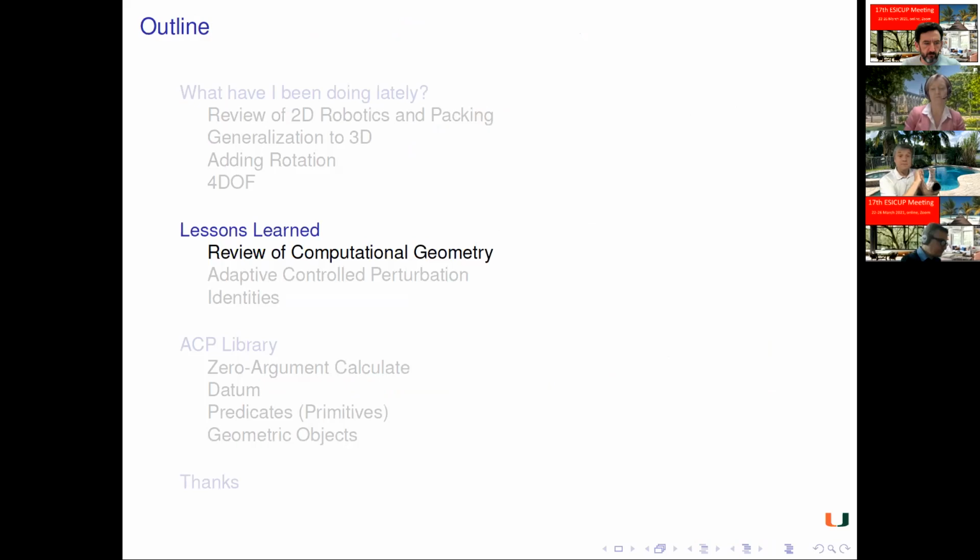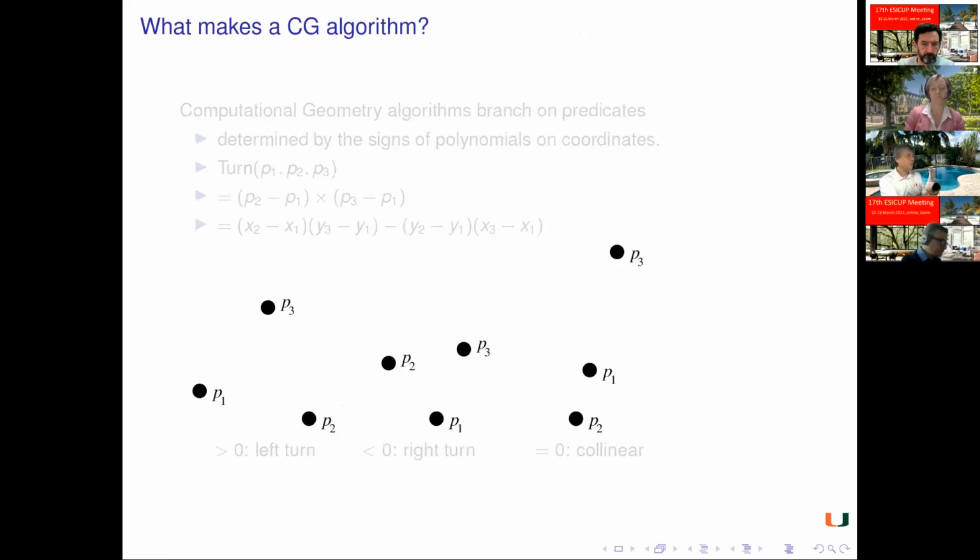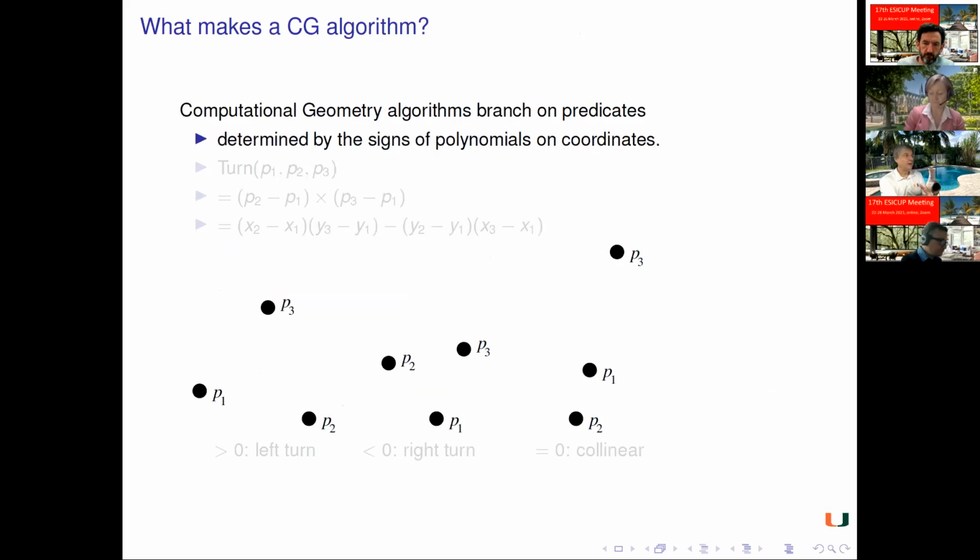So we did that work. There's other work, but that was the most, I think, relevant to cutting and packing. And what I want to talk about now is the lessons we learned from that work, in particular, the numerical lessons that we learned. So first of all, I want to review what makes a computational geometry algorithm. Computational geometry algorithms branch on predicates, which are determined by the signs of polynomials on the coordinates.